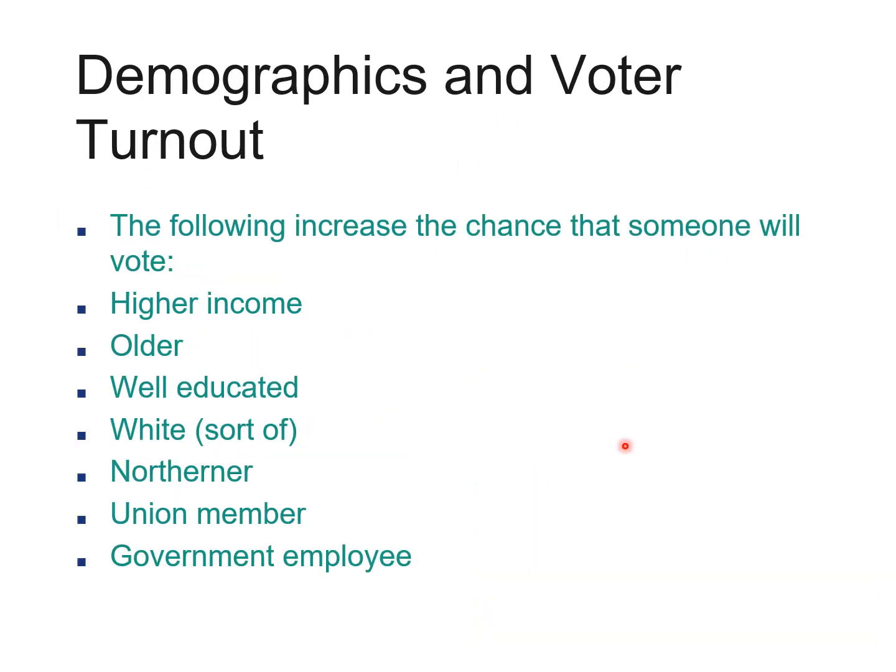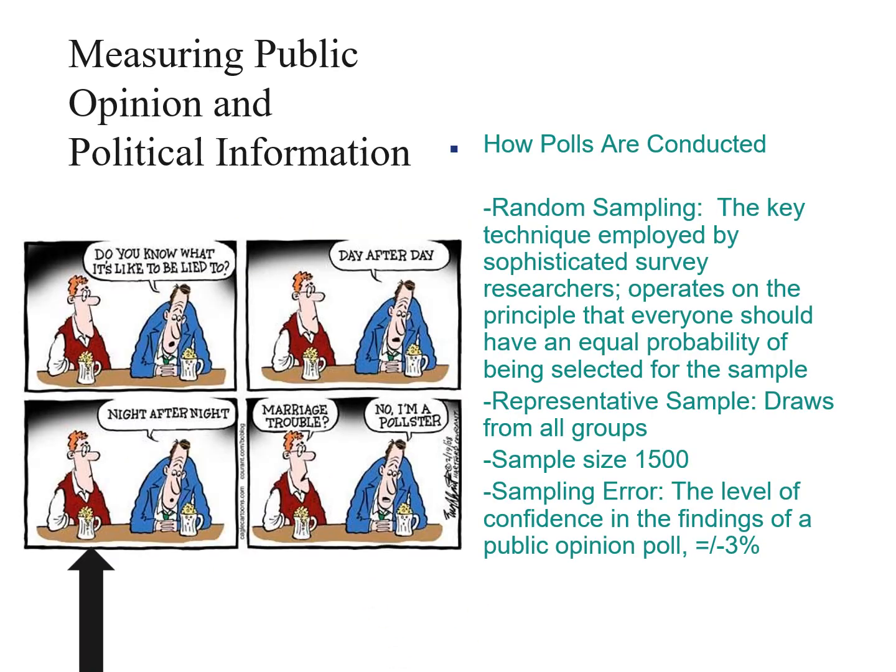So demographics and voter turnout. Some things that increase the chance that someone will vote are if they have higher income, their age, their education, their ethnicity, or being a government employee. And now, measuring public opinion and political information.